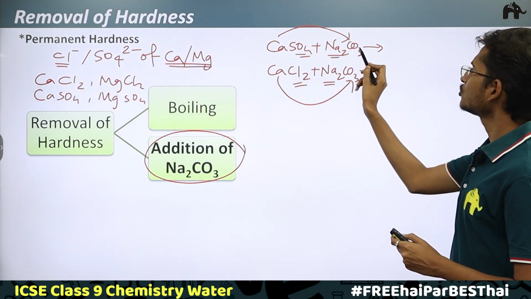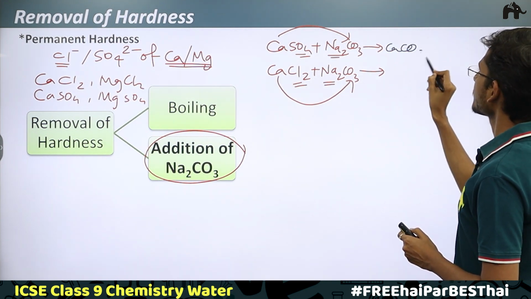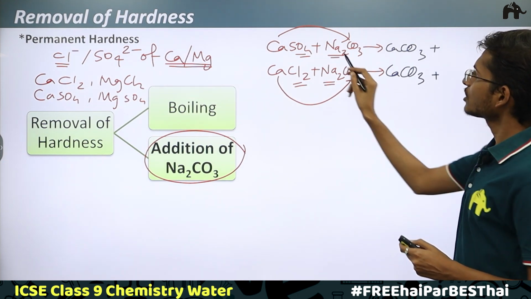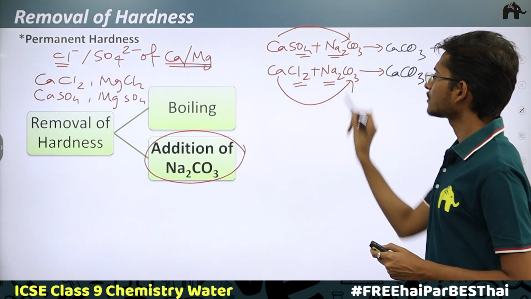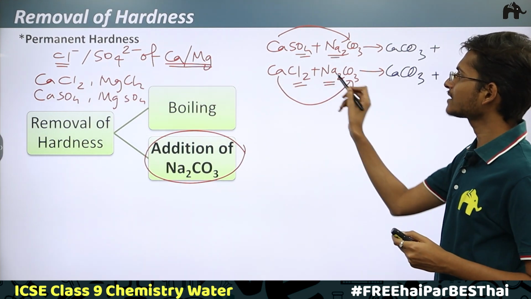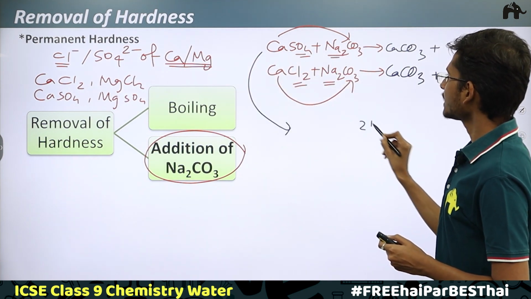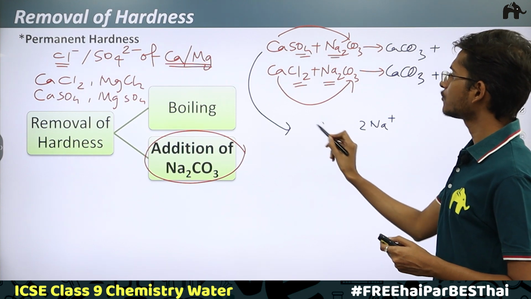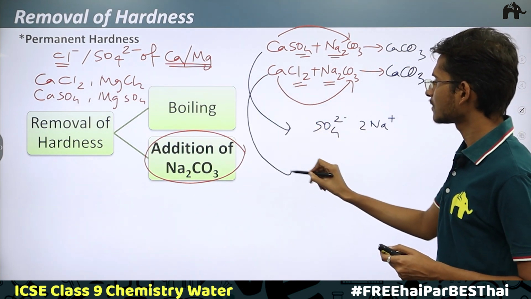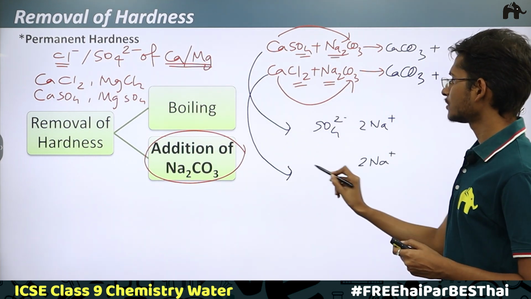So calcium 2+ and carbonate 2- would simply form calcium carbonate, and again here calcium carbonate. Fine. And what is remaining? 2 sodium ions. Now we need to divide the cases, because here the anions are different. In the first case, 2 Na+ and 1 SO4 2-. In the second case, 2 Na+ and 2 Cl-.